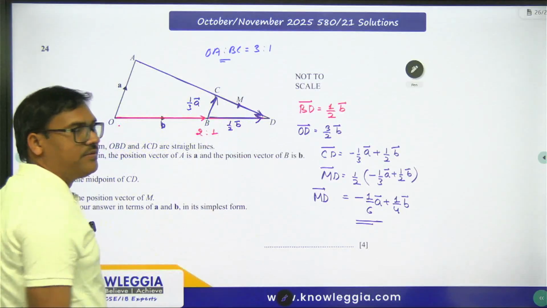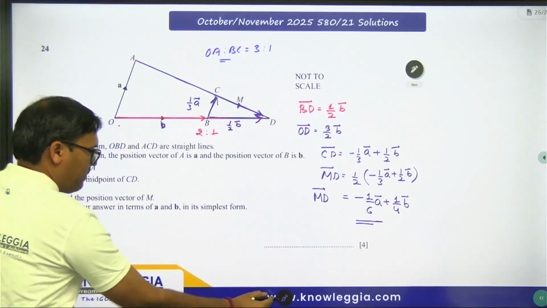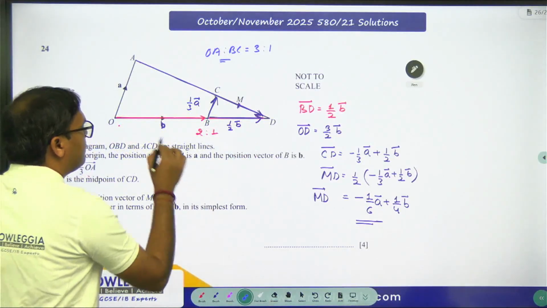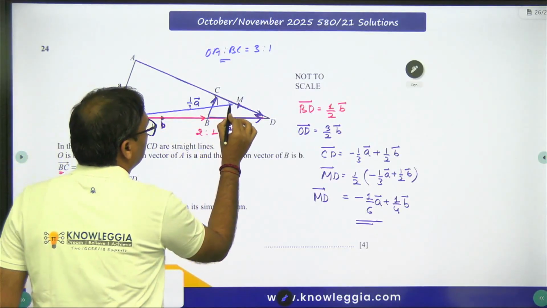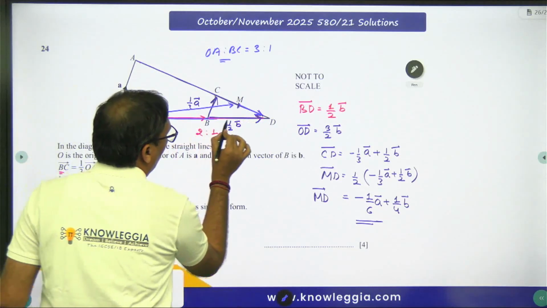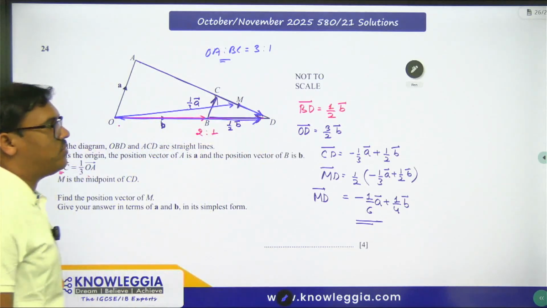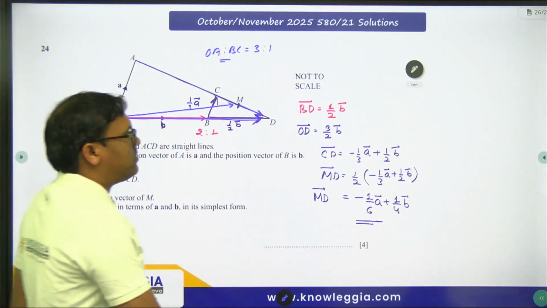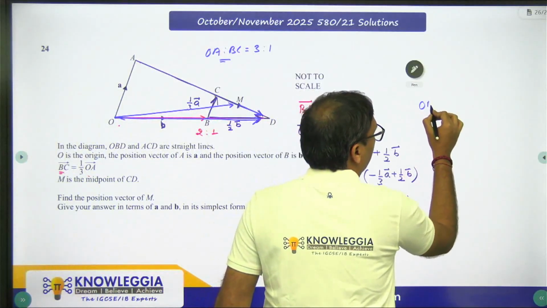Now we have the MD vector. So you can see, now I can answer this question easily. This is our OM vector. This is our MD vector. And this is our OD vector, which we know. Correct? So now what is the OM vector? Let's write the OM vector.